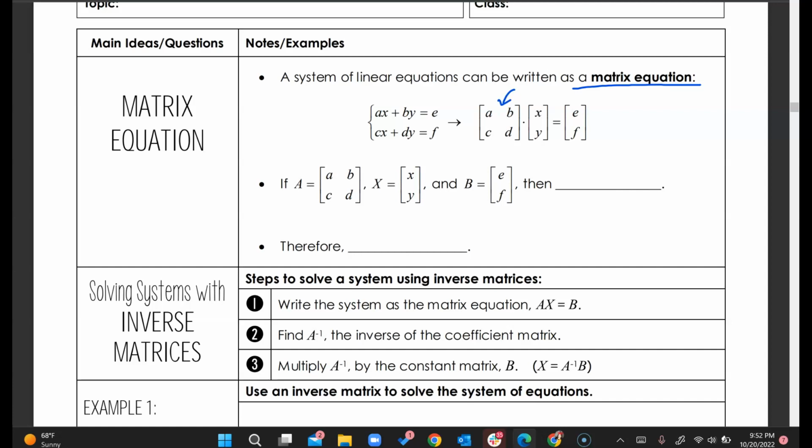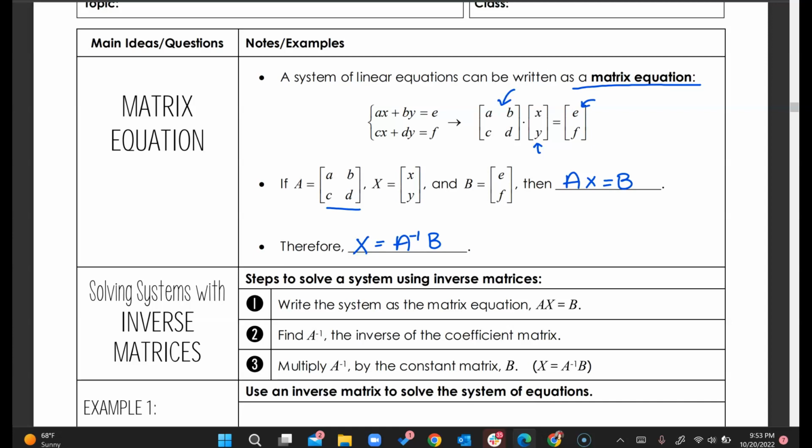So notice that right here, we have our coefficient matrix. Here, this is our variable matrix xy, and then we are going to have EF, which is what our equations were equal to. So if A equals our coefficient matrix, X equals XY, and B equals EF, then this means that we have AX equals B. So notice we're saying that the multiplication between matrix A and X is going to equal matrix B. So therefore, we have that X must then equal A inverse B.